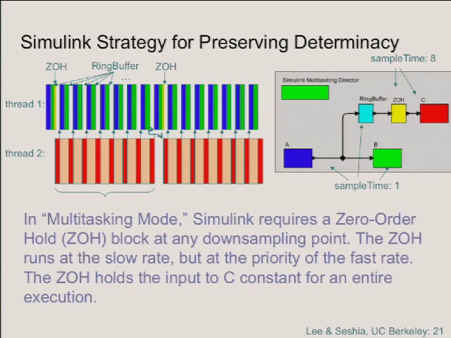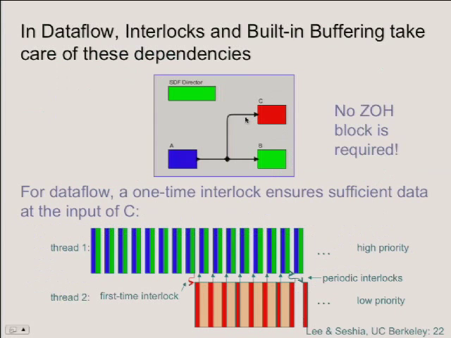So I mentioned that Simulink is not truly a data flow model, and the fact that you need this zero-order hold is a consequence of that, right? There's no buffering in Simulink. There's just at every time the buffers have a value.